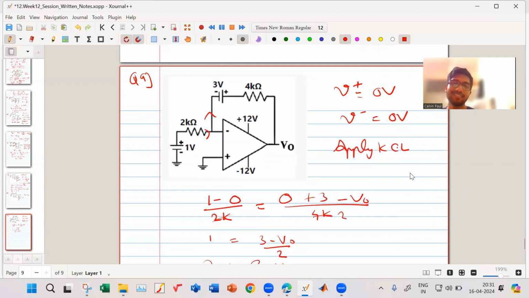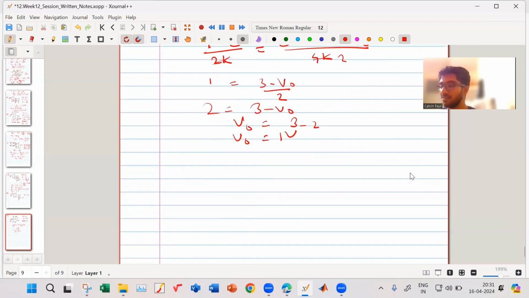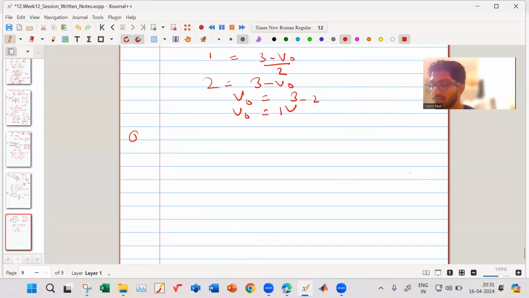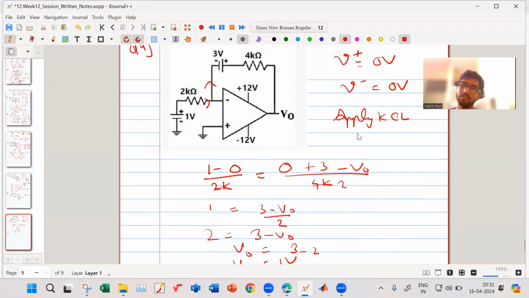Barely 2 minutes, you solved it. So this is very simple. Once you understand what the assumptions are and what the requirements are, then it becomes very easy.